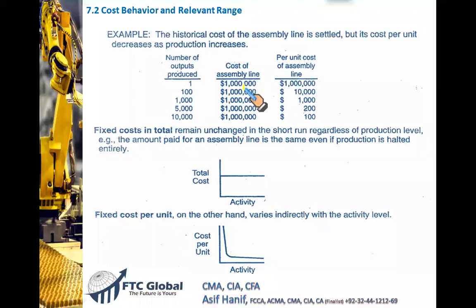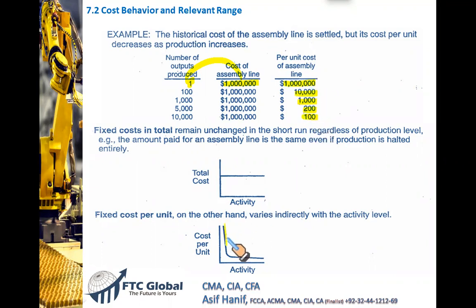Now, the interesting part is that when this fixed cost is divided by the number of units, called the fixed cost per unit, it will fall. 1 million upon 1, 1 million upon 100, 1 million upon 1,000. As you keep on producing more and more units, your fixed cost is being distributed on a larger number of units. And that is why your per unit fixed cost keeps on falling.